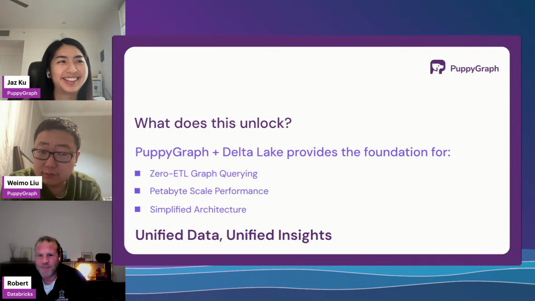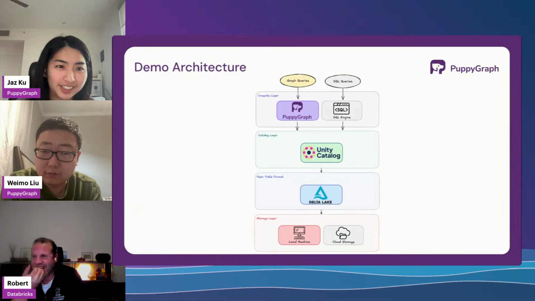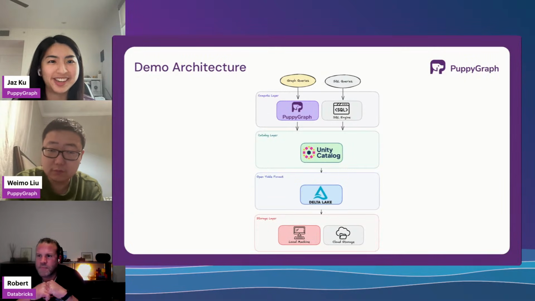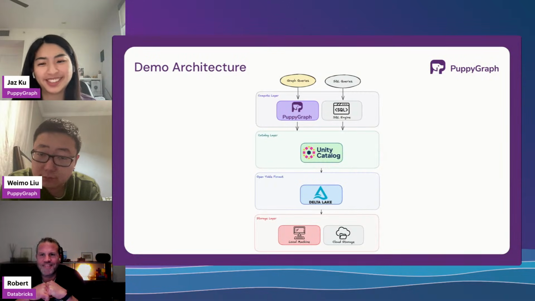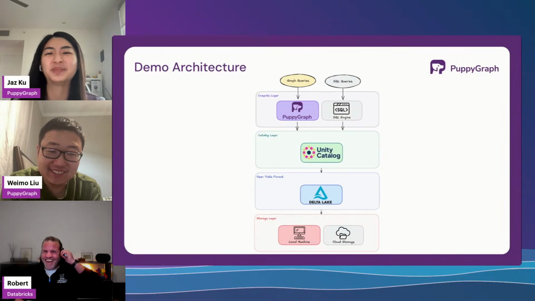So yes, and then we're gonna move on to the demo architecture for the demo I have prepared for today. We're using PuppyGraph for the compute layer, Unity Catalog for the catalog layer, Delta Lake for the open table format, and for the storage layer, I'm using my local machine. But if you're ever planning on releasing this in production, do not use your local machine. It is just a small demo.